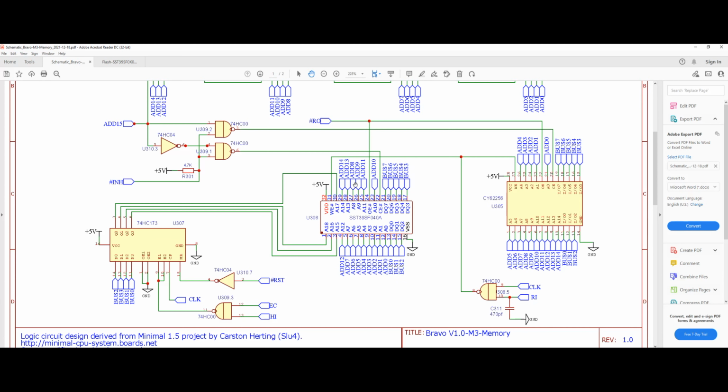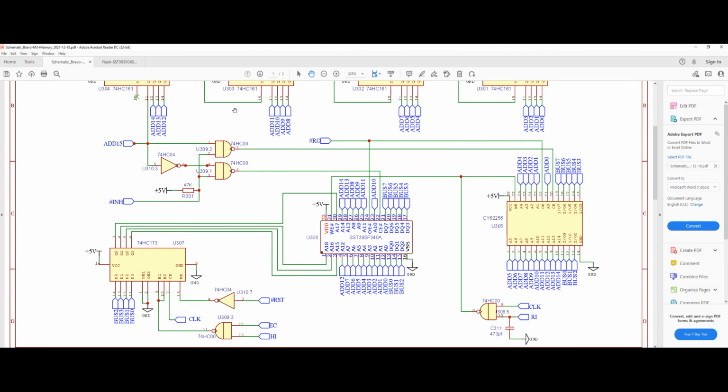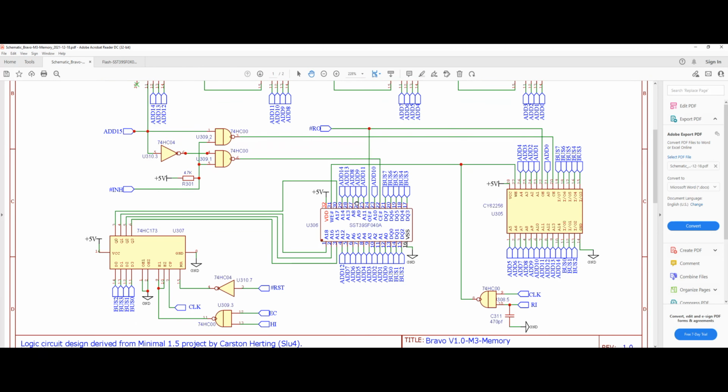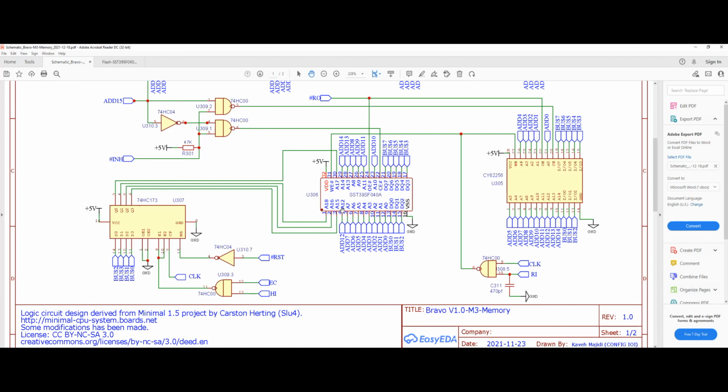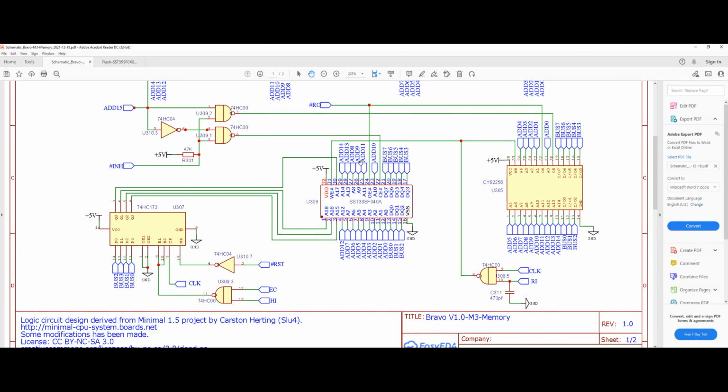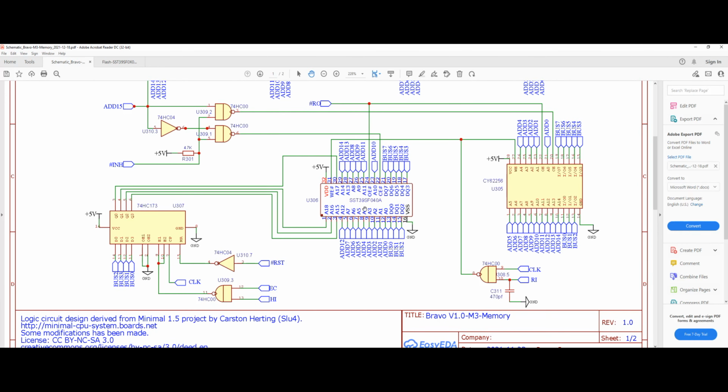So A0 all the way to A14 are connected to the output of the memory address register. However, the address lines 15, 16, 17, and 18, as you can see here in the circuit, are actually connected to our bank selector. And I'm going to talk about that bank selector in a minute. So these are the address lines for our flash.